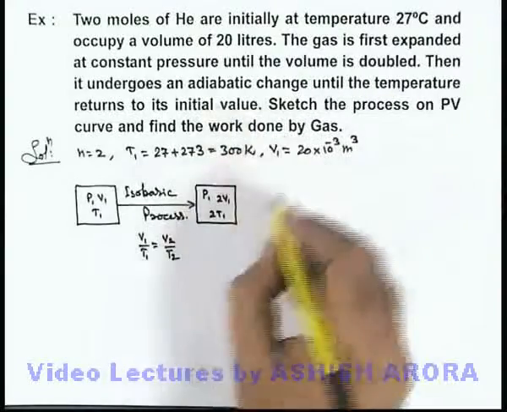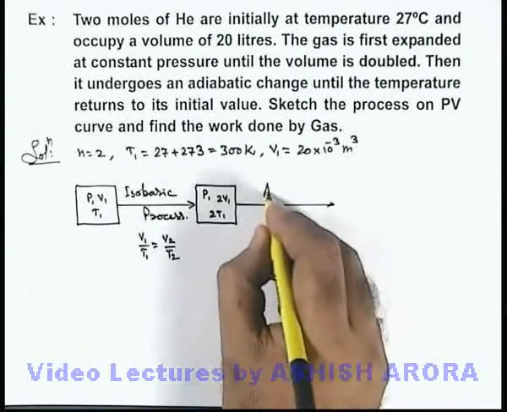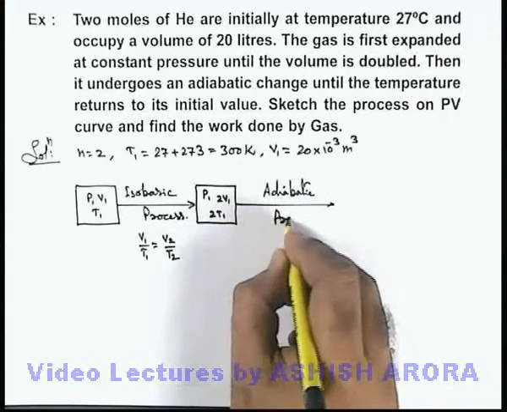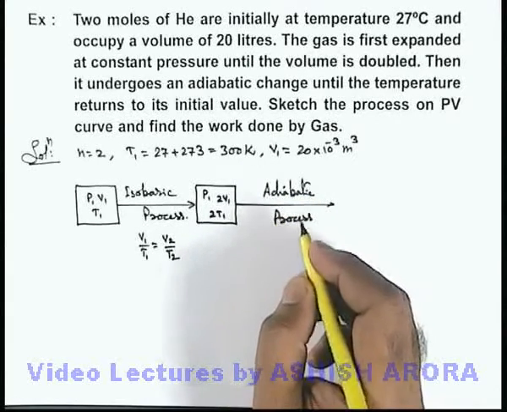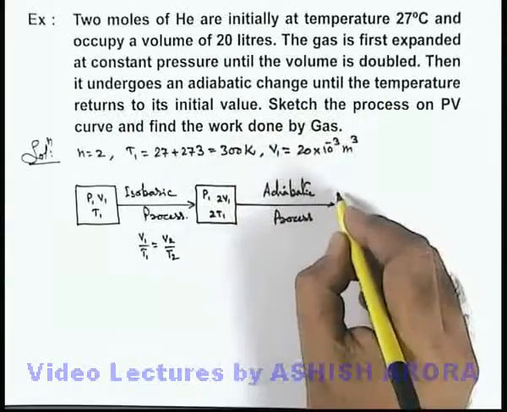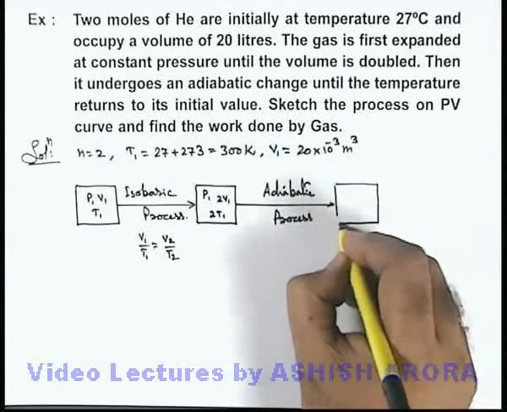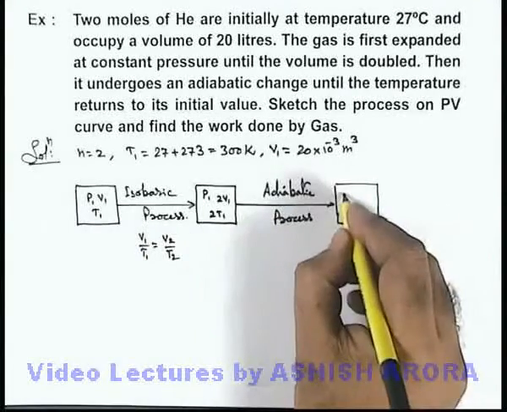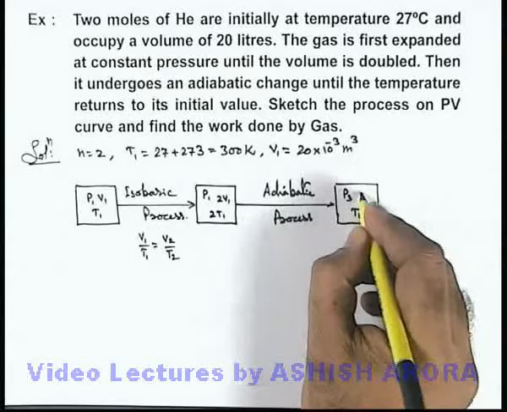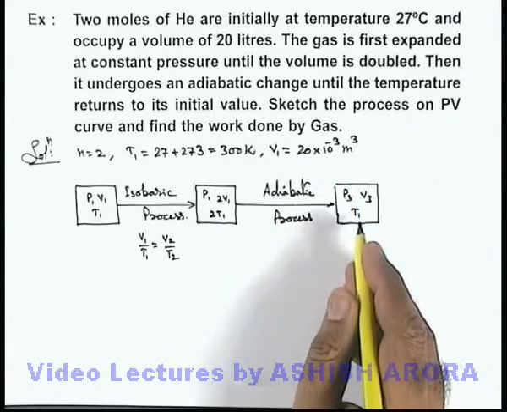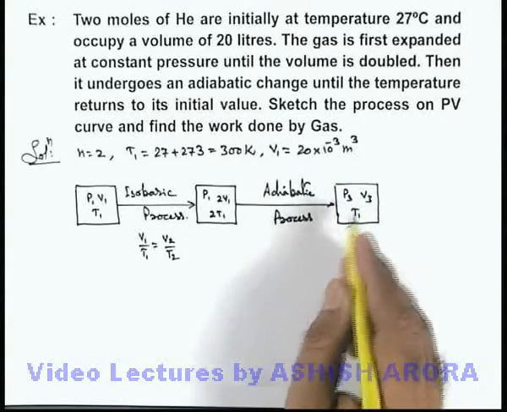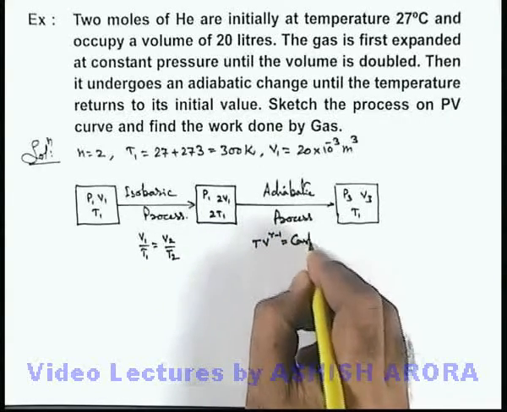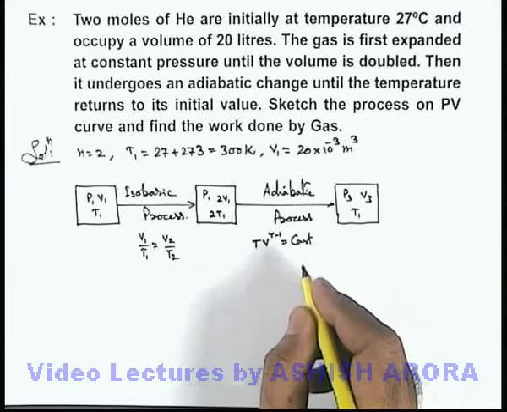And finally it is saying it undergoes an adiabatic change. So if an adiabatic process is followed, it is saying the temperature returns to the initial value. That means in the final state, temperature got back to the temperature T1 again. Pressure will change certainly to P3, and say we consider volume to be V3 in the third state. For an adiabatic process, we can relate temperature and volume as T V to the power gamma minus 1 is equal to constant, which is the equation for an adiabatic process.